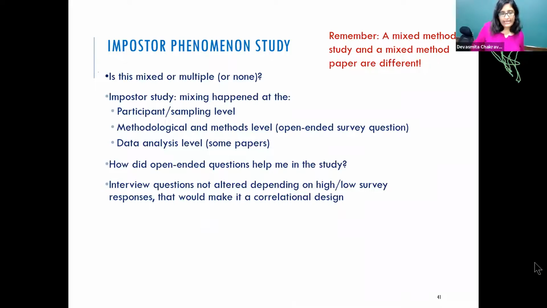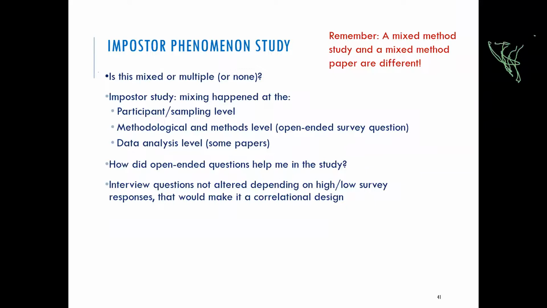Now, remember that I did not alter my interview questions based on whether someone scored highly or lowly on a survey. Otherwise, it becomes like a correlational study. What is the correlation between feeling like a low imposter versus feeling a certain way in the interview, and feeling highly like an imposter versus behaving in a certain way? That wasn't the point. That mixing happened when I was writing the papers, but my interview questions were only dependent on the open-ended question, not the scale items.